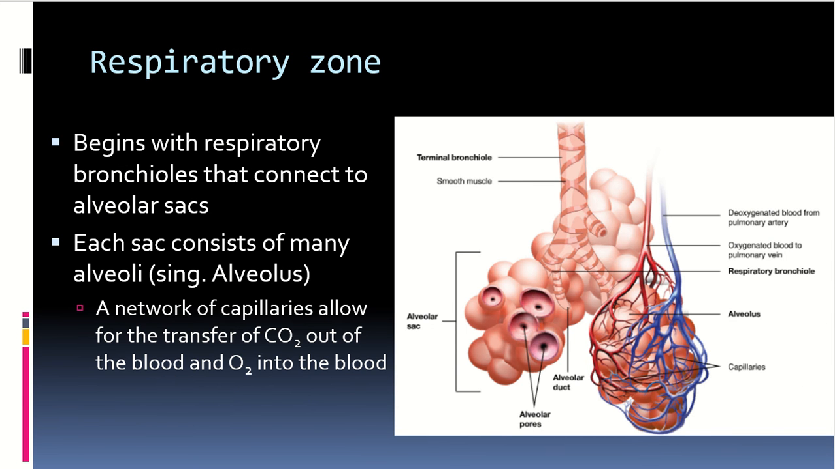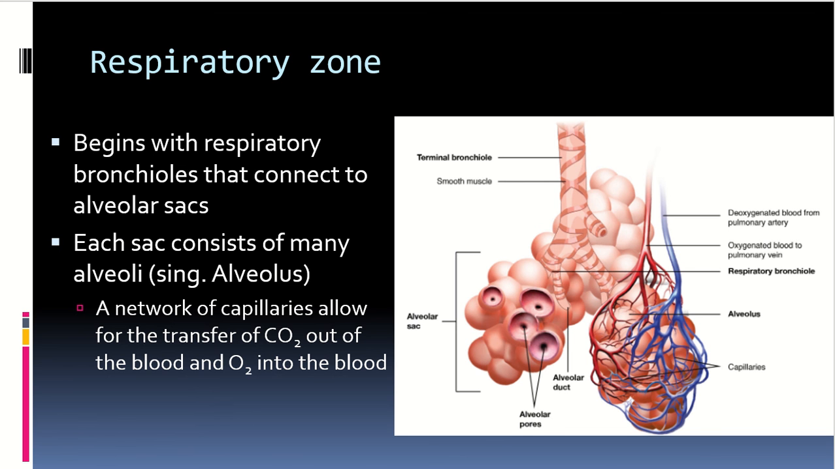Now, at the end of each terminal bronchiole is where the respiratory zone begins. This is the part of the respiratory system where gas is exchanging, either oxygen going into the bloodstream or carbon dioxide going from the bloodstream into the lungs to be removed later. The bronchioles connect to the alveolar sacs, which essentially look like grapes, which is actually a very great way to put it.